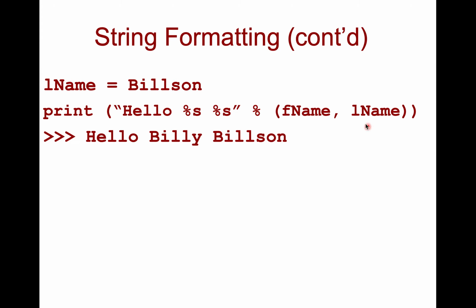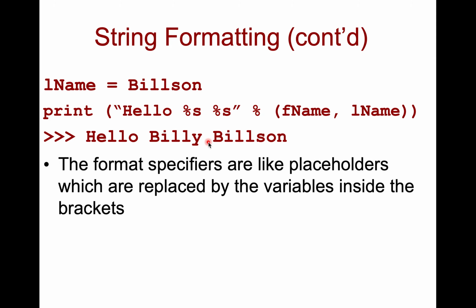There's the output. As you can see, there's a space between the two %s's, and it's matched by a space between the two values of the variables that are output. The format specifiers are like placeholders, and they're replaced by the variables that are inside the brackets, inside these brackets right here and here. This thing inside the brackets, by the way, the fname comma lname, that's called a tuple.